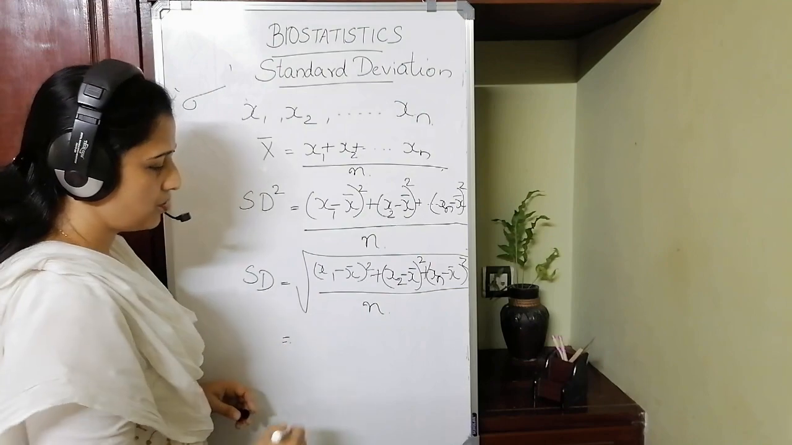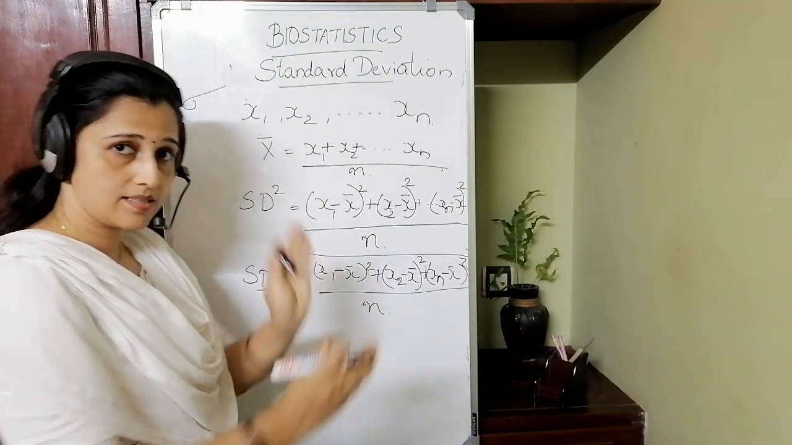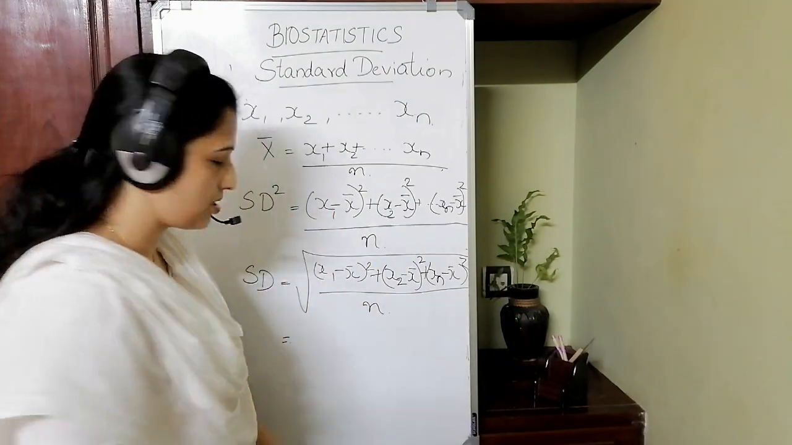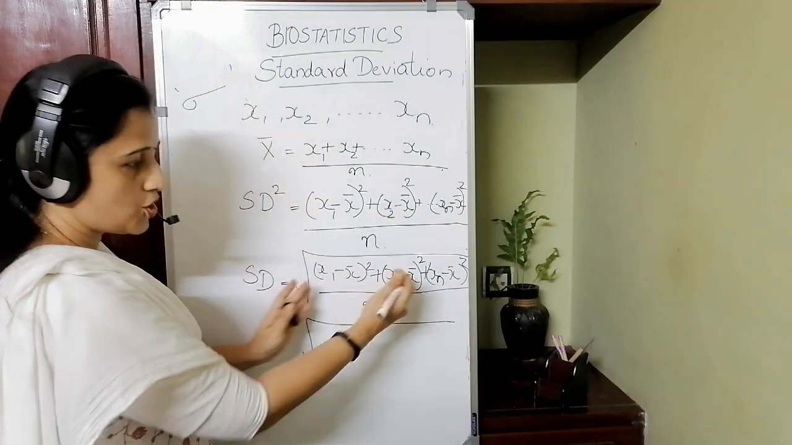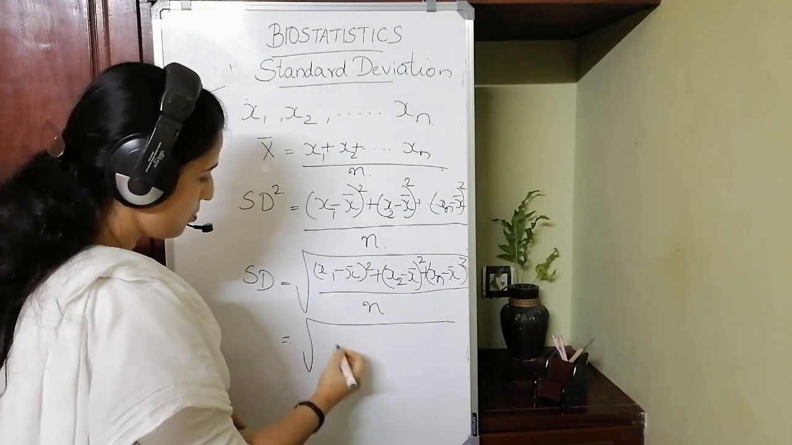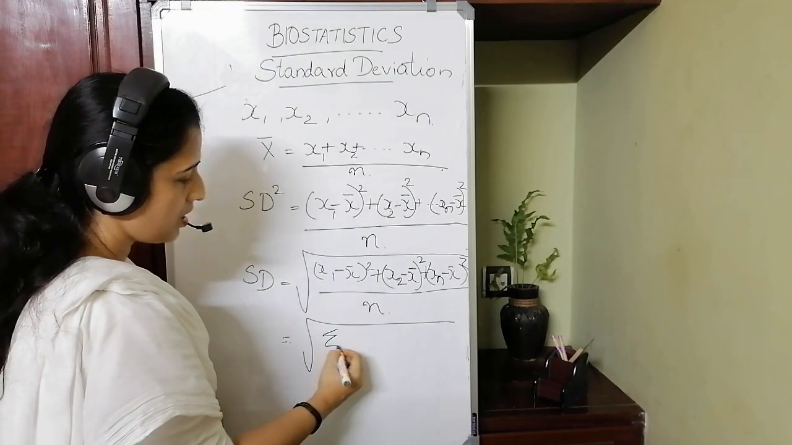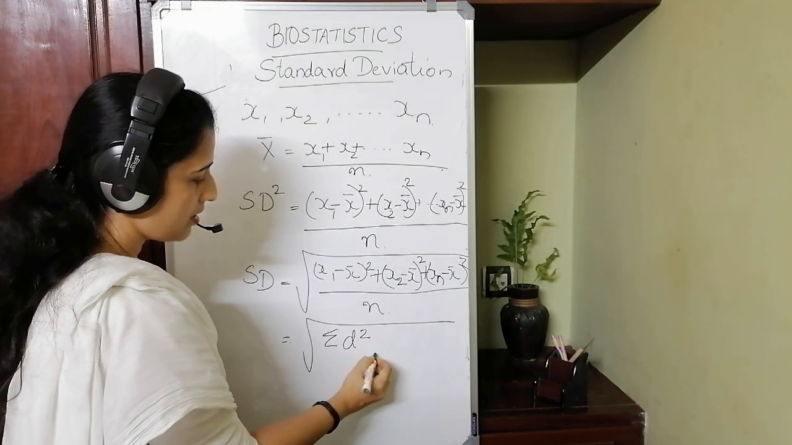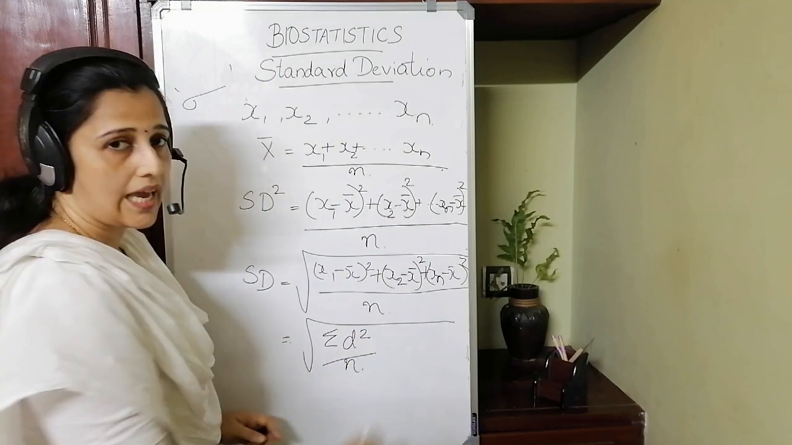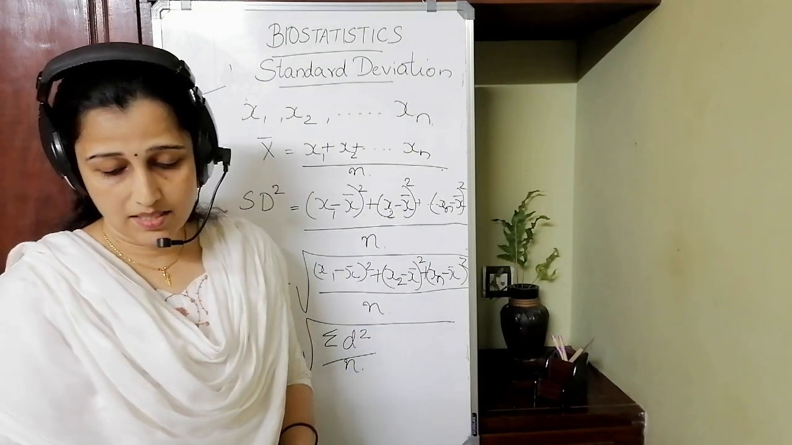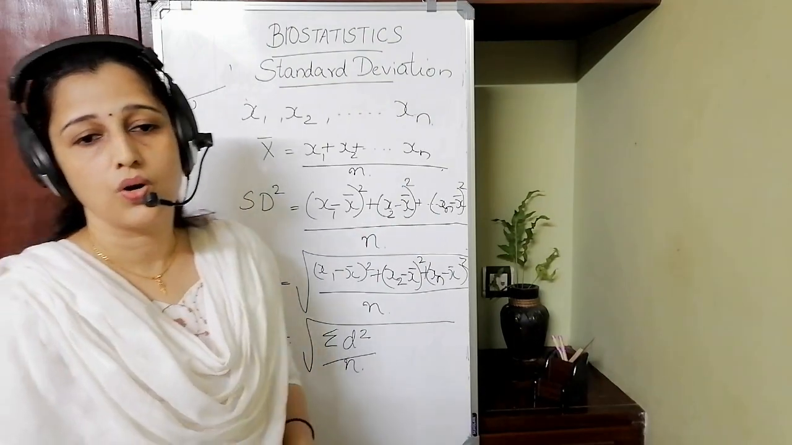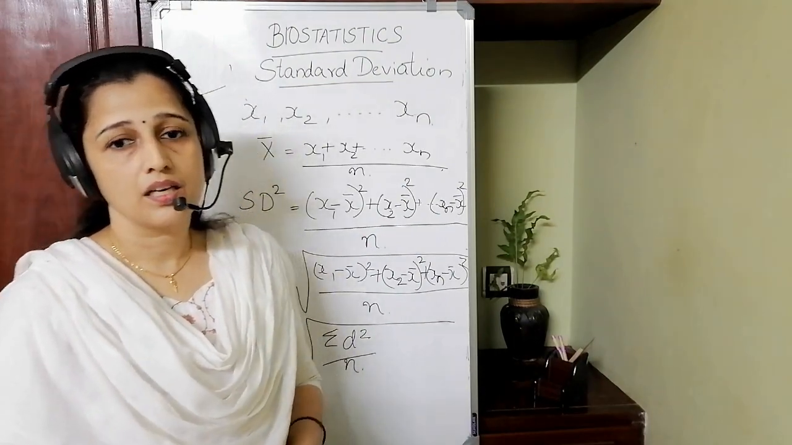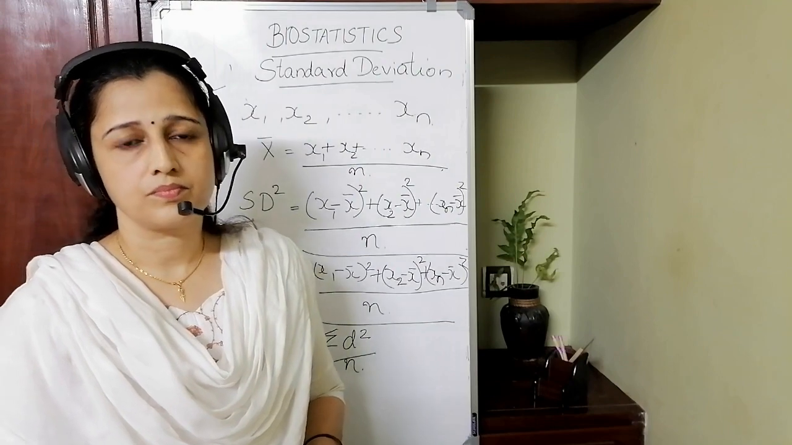That is equal to, this is x1 minus x bar, I have said, that is deviation. So square root of, this is the total of deviations, so square root of sigma d square divided by n, that is the standard deviation. And the concept of standard deviation was given by Karl Pearson.